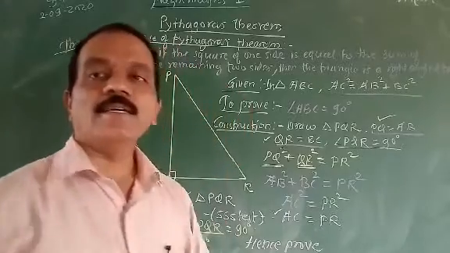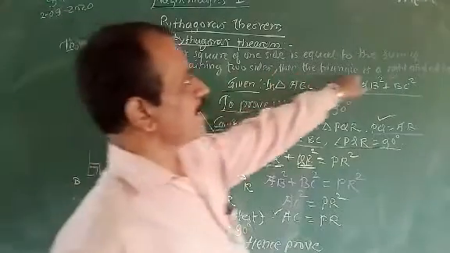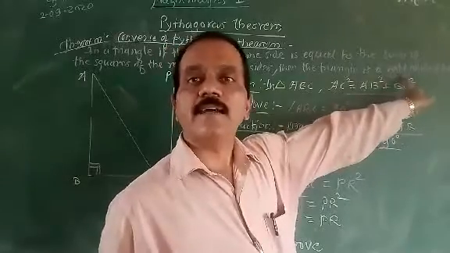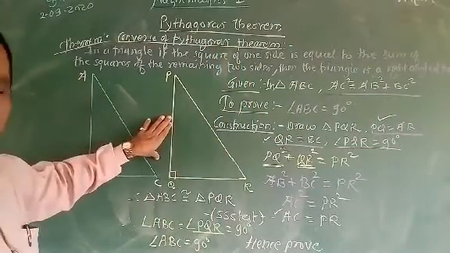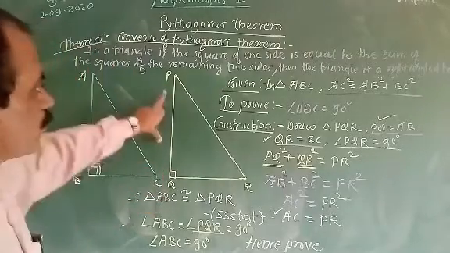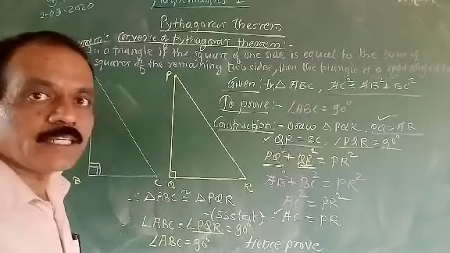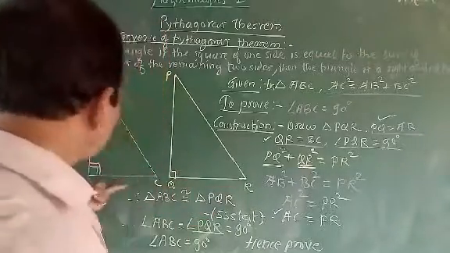The angle ABC is 90 degrees. That means the given triangle is a right angle triangle. Here, in the construction, we draw such a triangle PQR in which segment PQ is equal to segment AB and segment QR is equal to segment BC.